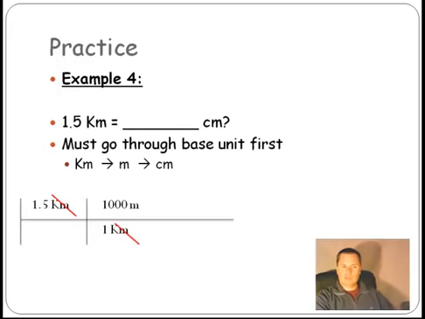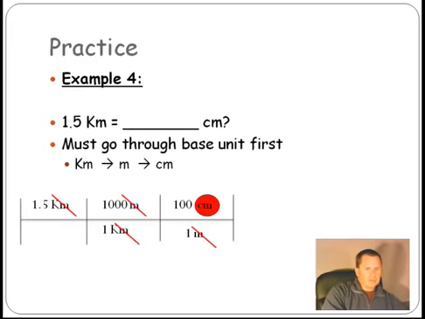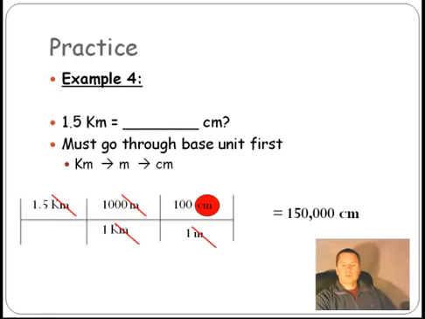Okay, so now my kilometers cancel off. I'm left with meters, but I still got to go to centimeters. Well, what do I know? Well, I know that in 1 meter, there are 100 centimeters. I want to get rid of meters, so it goes on the bottom. So my meters cancel off. I'm left with centimeters. How do I do the math? Take 1.5 times 1,000 times 100. It's going to be a big number, right? I come up with 150,000 centimeters. Pretty simple. We just added one more step because we had to make one more conversion.